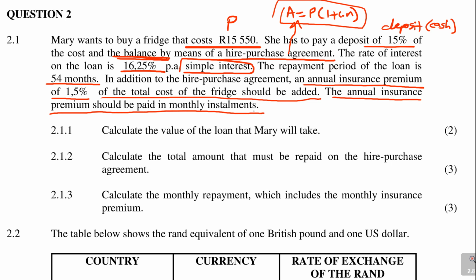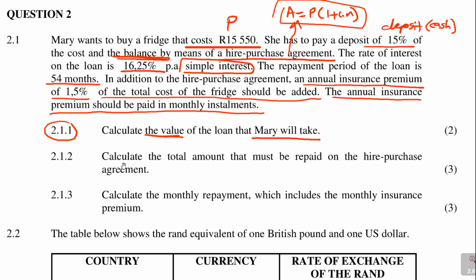That's very interesting. But now let's look at the questioning, how they're going to ask it, because from here they'll be asking you step by step. That's what is interesting. I like it because they didn't just ask one question whereby you have to put this, you put this, you put this. They did split it. 2.1.1. What are they saying? Calculate the value of the loan that Mary will take. You see, now the value of the loan, how much money will Mary borrow? It's not 15,550. They said you need to remove the deposit first.